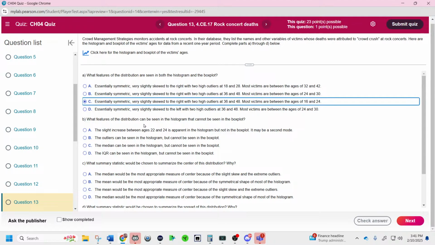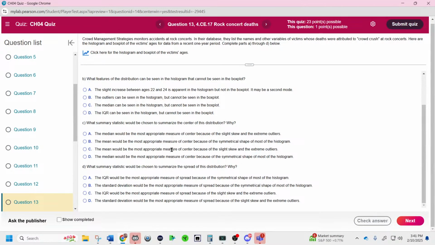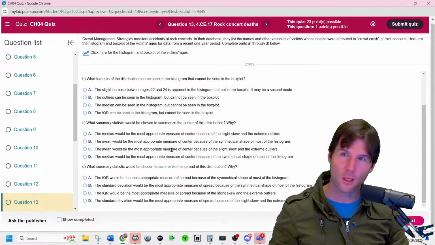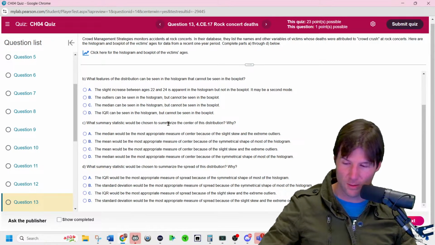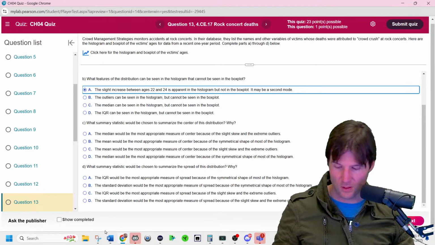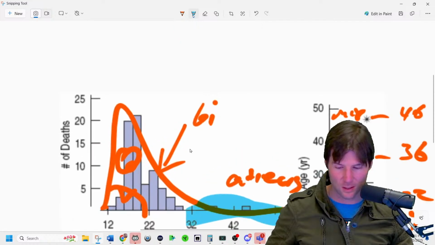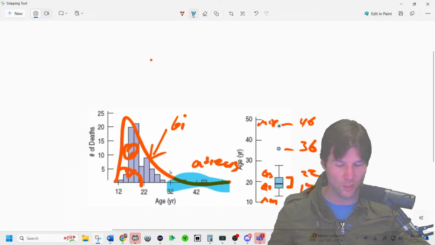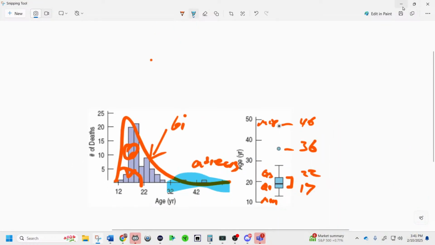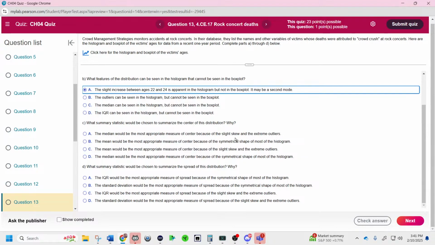I said 40 something. What feature of the distribution can be seen in the histogram that can't be seen in the box plot? Histograms are better at showing shape. So something shape related, the slight increase, which is easier to see, that second bimodal area, which we didn't point out over there in the box plot, because histograms are way better at showing shape. What summary statistics would we choose and why?